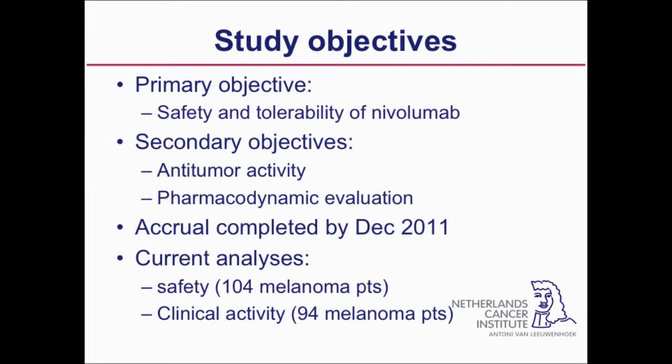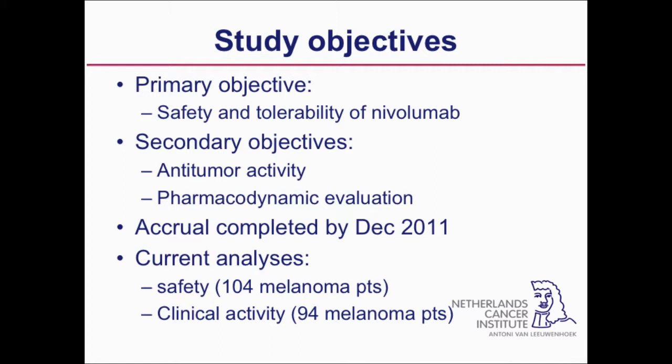The objective of the studies was safety and tolerability of nivolumab. It was an extended phase 1 study. And secondary objective was, of course, anti-tumor activity and pharmacodynamic evaluation. So there was analysis published on 104 patients, and clinical activity was studied in the 94 patients with melanoma.